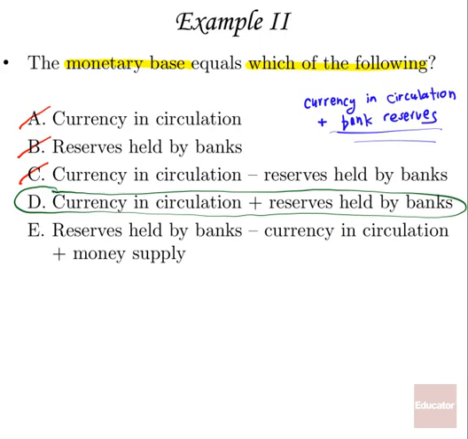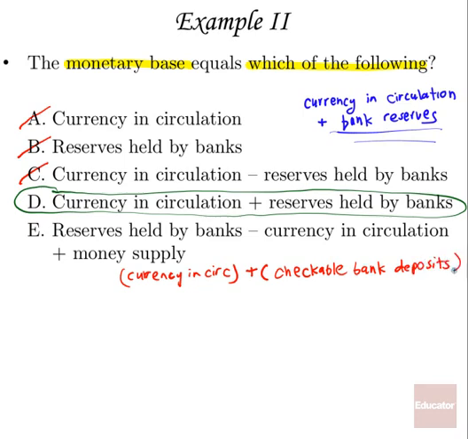And this one is a little bit more convoluted, but let's take a look. Reserves held by banks minus currency in circulation plus the money supply. Well, what is the money supply? The money supply is the currency in circulation plus checkable bank deposits.